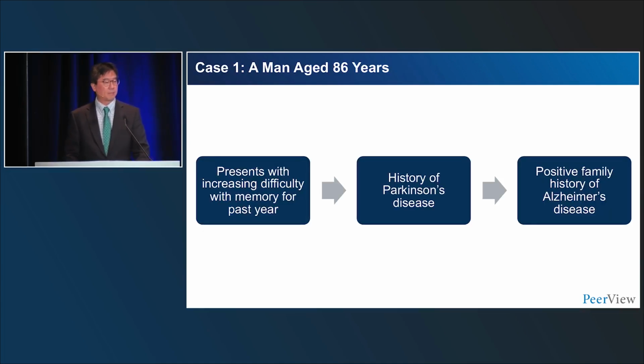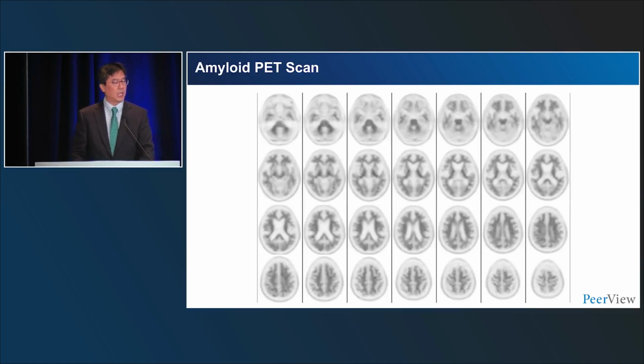First case, a man in his 80s presents with increasing difficulty with memory for the past year. He actually has a history of Parkinson's disease and a family history of Alzheimer's disease. And this is his F18 florbetapir PET scan. Okay, I'll have you look at it just overall first.